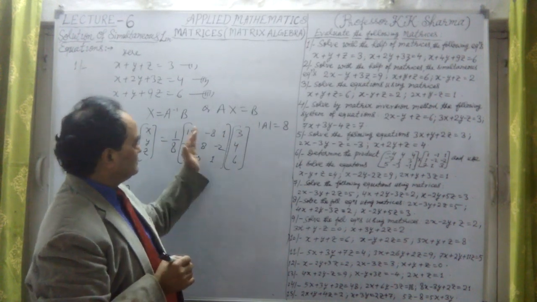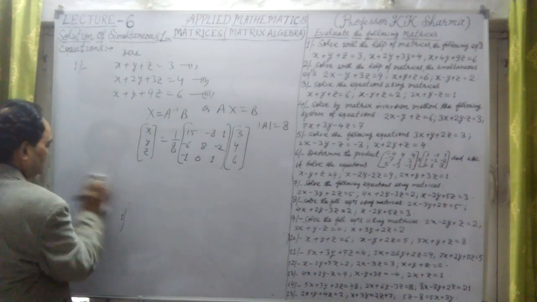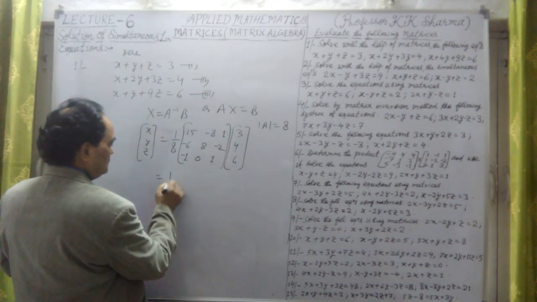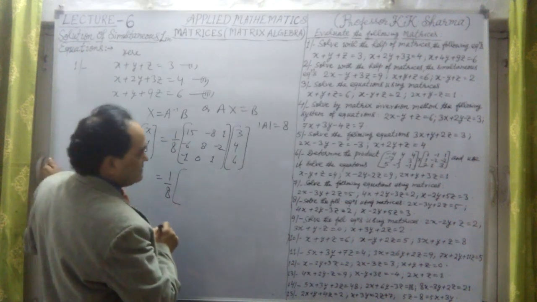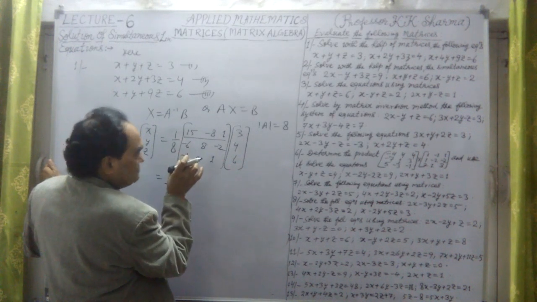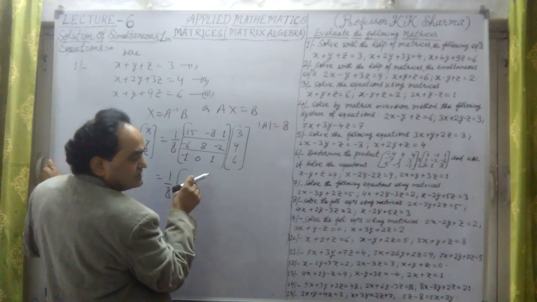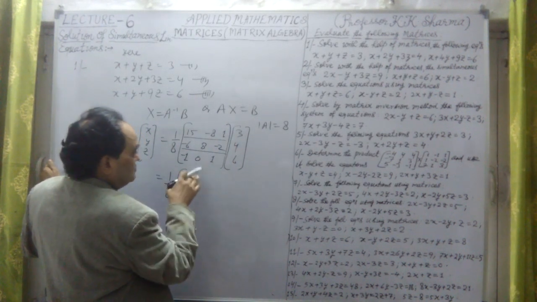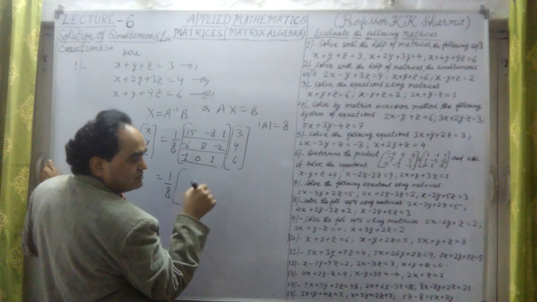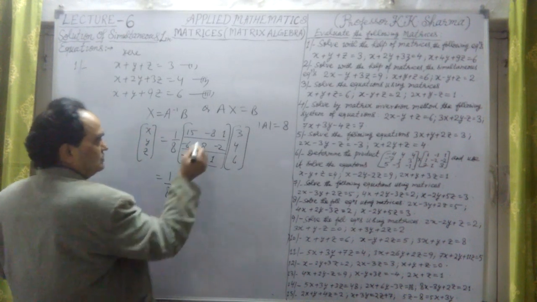Now multiplying these two, divided by 8, it will give us X, Y, Z equal to. Therefore, finally the solution will be 1 upon 8. Let me now find out. First row into first column gives the first element. Then second row into first column gives the first element of the second row. And then third row into first column gives the first element of the third row.